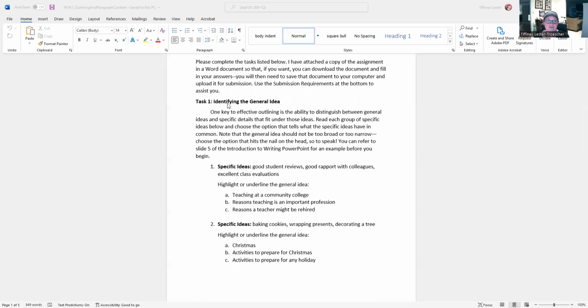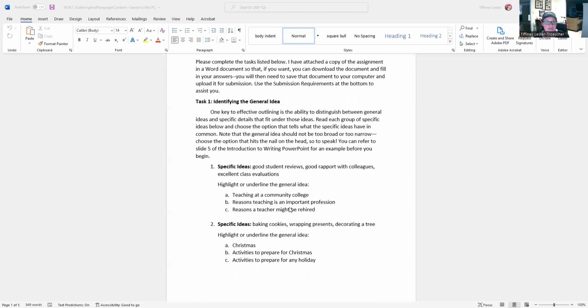Task 1 is on identifying the general idea. So what you've got, for example here, number 1, you have a list of specific ideas. Good student reviews, good rapport with colleagues, excellent class evaluations. Based on those three specific ideas, what do you think is the general idea of this paragraph? Is it teaching at a community college, reasons teaching is an important profession, or reasons a teacher might be rehired?